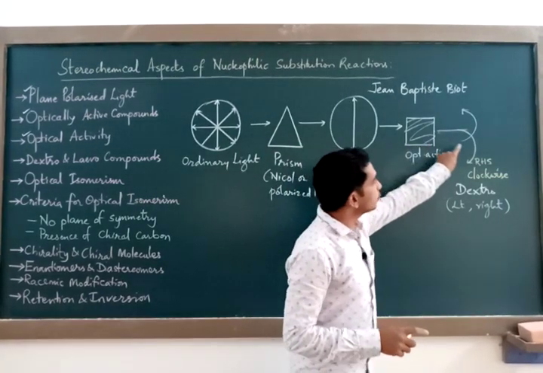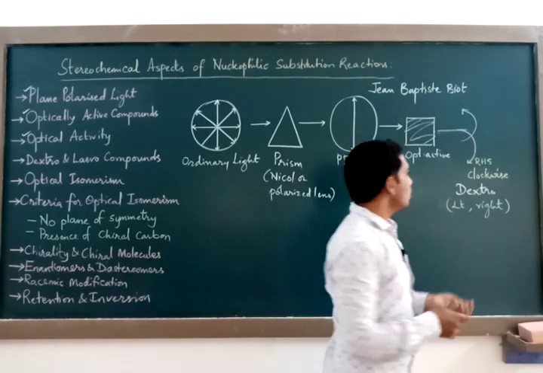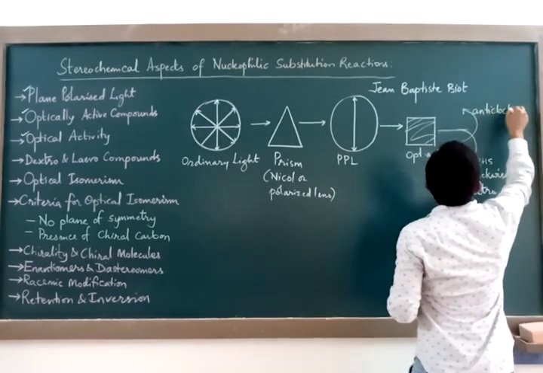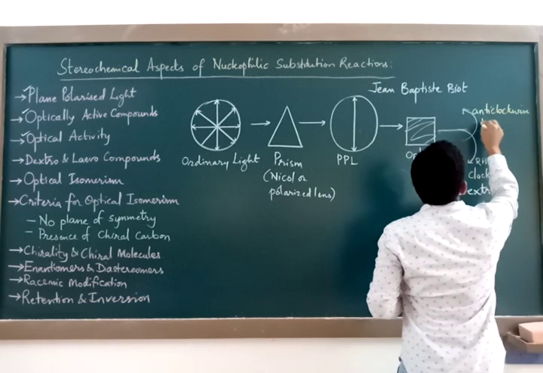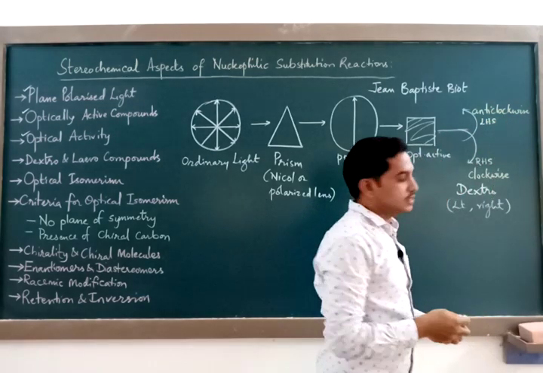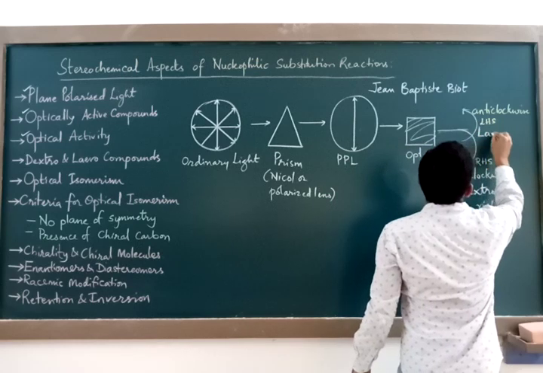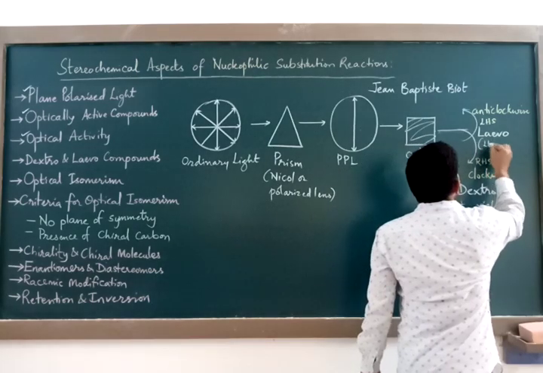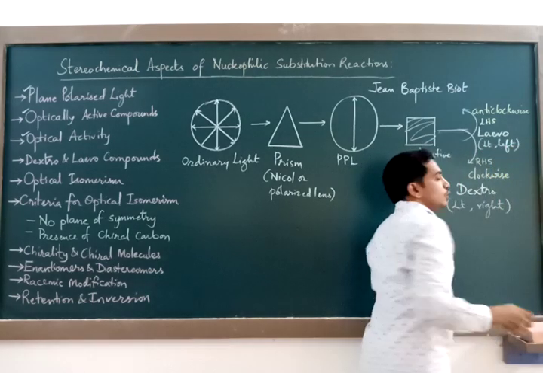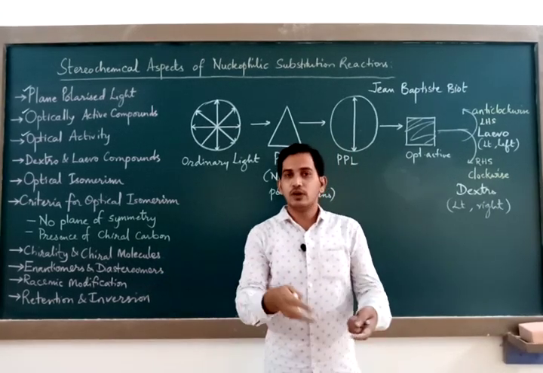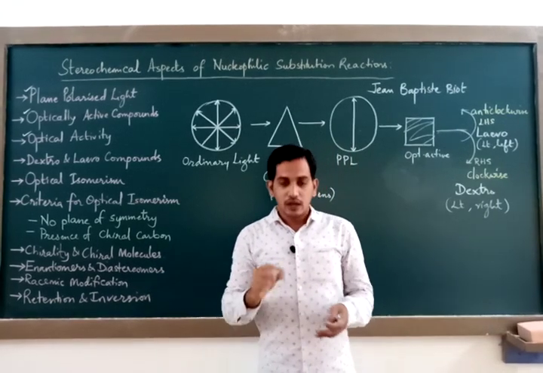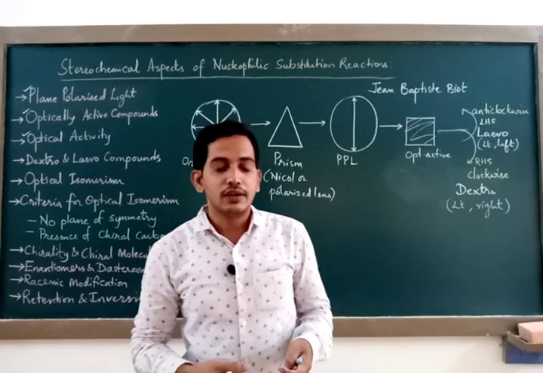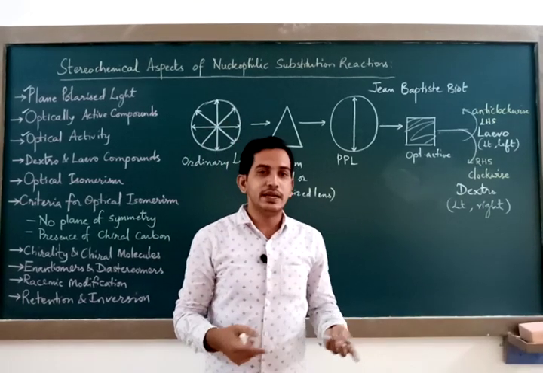If the light that comes out of the organic compound gets rotated in anti-clockwise direction, or in the left hand side, then we call such compounds levo rotatory compounds. In Latin, levo refers to left. So if light comes out of the organic compound, then we call such organic compounds optically active. If this light is getting rotated in clockwise direction, then it is dextro. If the light is getting rotated in anti-clockwise direction, then it is levo.